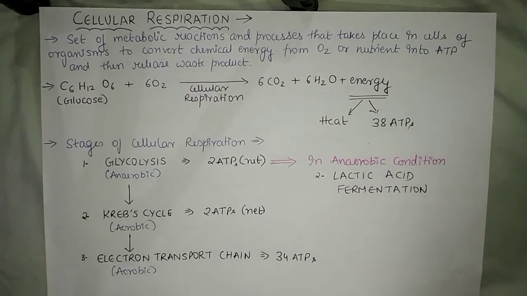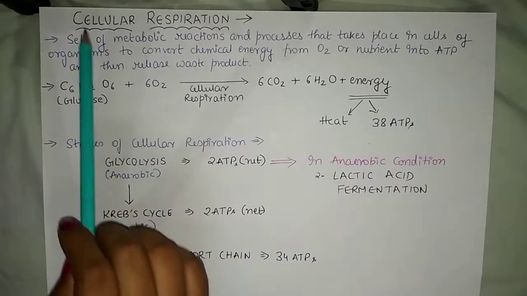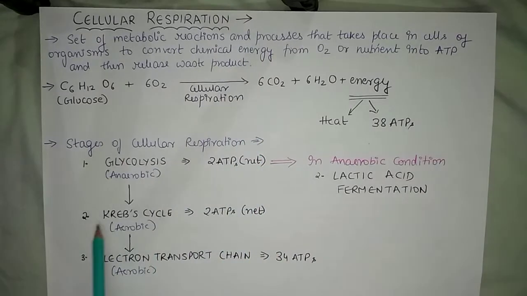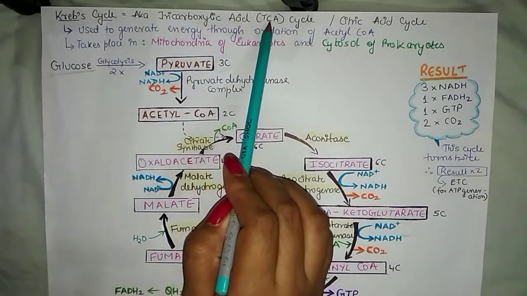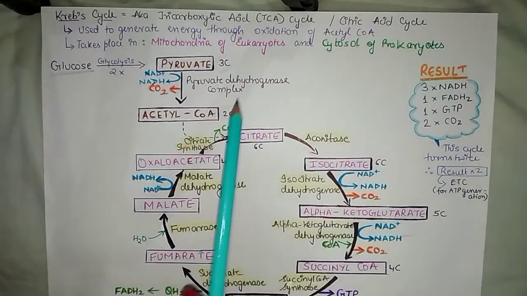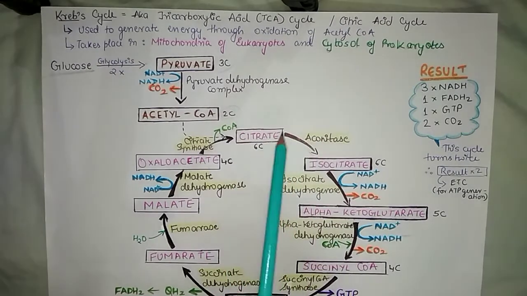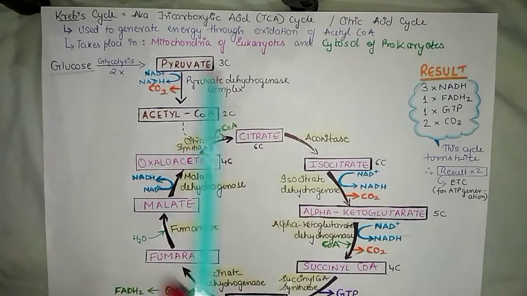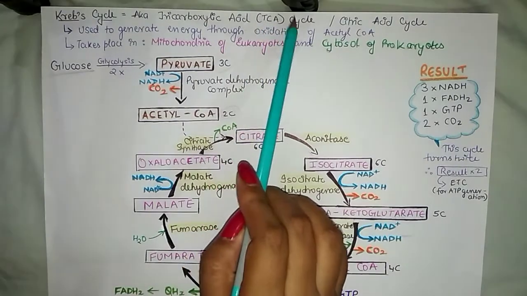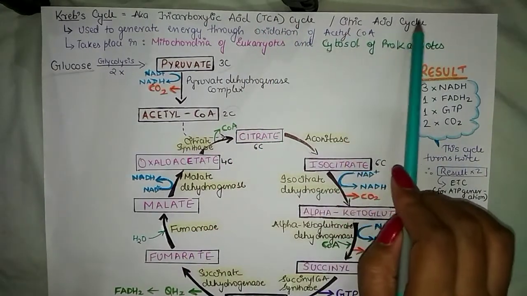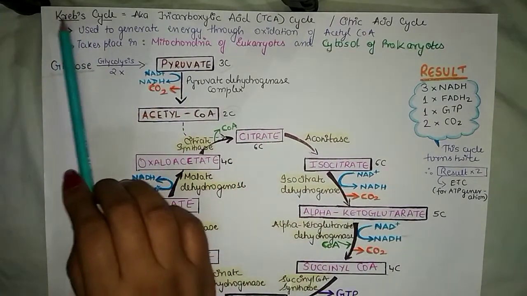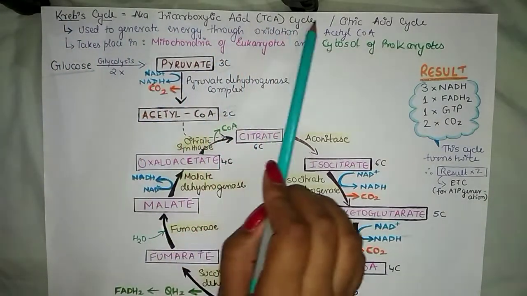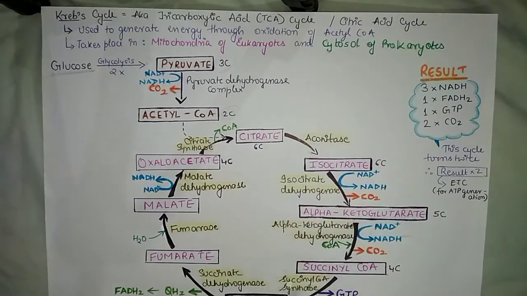Hello guys, in this video we will be discussing the second step of cellular respiration, which is the Krebs cycle. The Krebs cycle is also known as the tricarboxylic acid cycle, because citrate is produced during this cycle and citrate contains 3 carboxyl groups, hence the name. The next name is citric acid cycle, because citric acid is another name for citrate. So we can use any name: Krebs cycle, tricarboxylic acid cycle, or citric acid cycle.